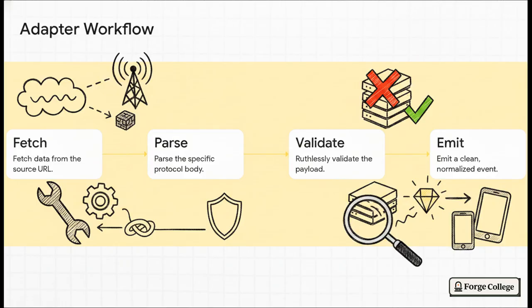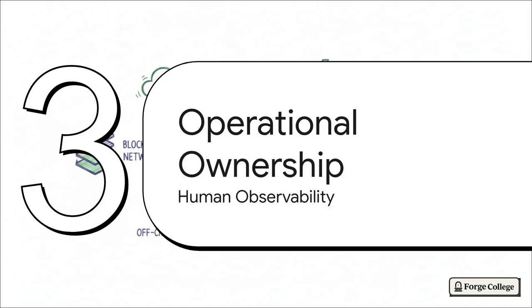Step 3, and this is absolutely crucial, you ruthlessly validate the payload. Do not, under any circumstances, silently convert or mask missing fields. If it's broken, reject it entirely. And finally, step 4, you emit a clean, normalized event that your dApp actually expects. From that point on, your downstream code only ever sees that clean, normalized event. No surprises.